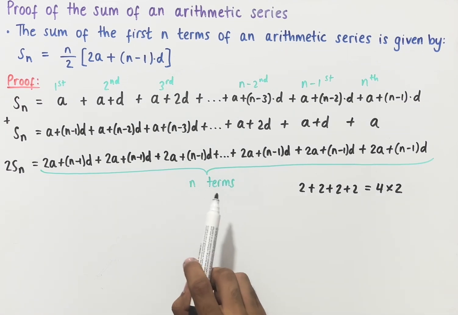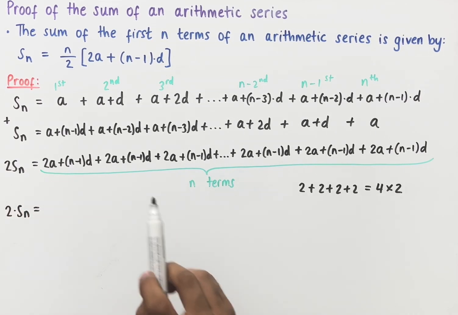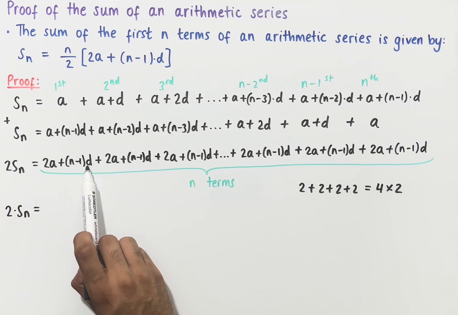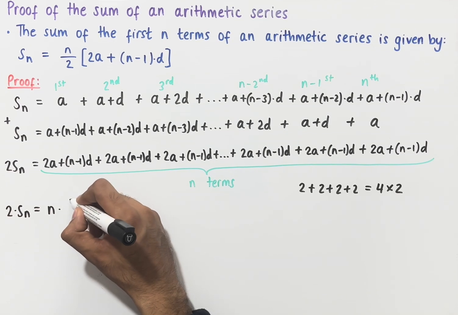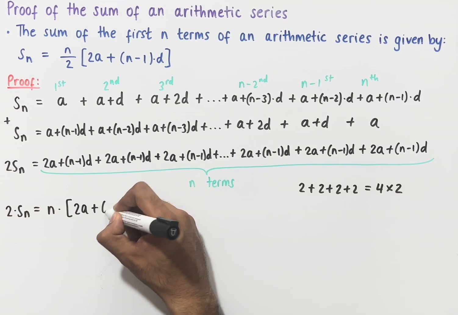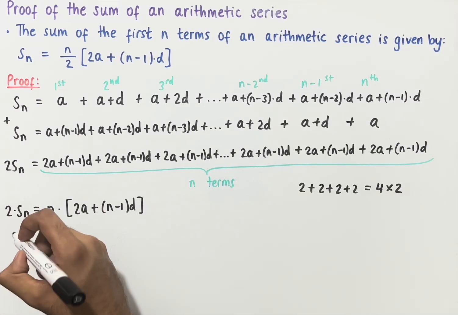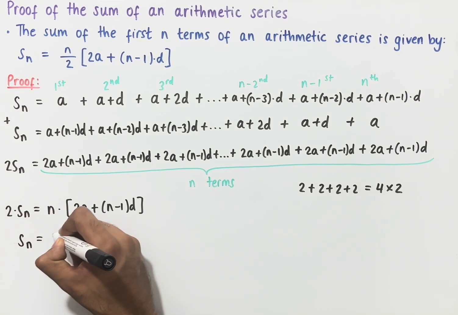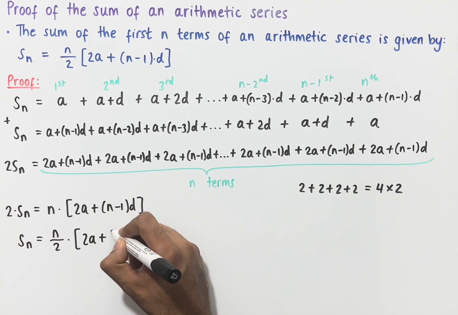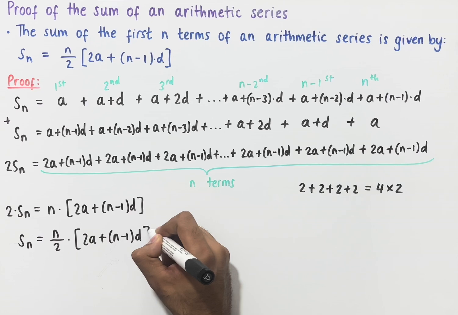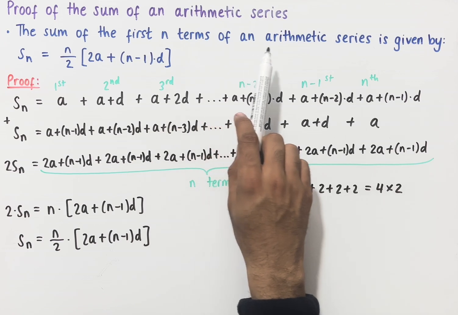So likewise, using that logic, we end up with 2 times Sn, which equals 2a plus (n minus 1) times d multiplied by itself n times. You can write this as n multiplied by (2a plus (n minus 1) times d). And so the final step is to divide both sides by 2, which gives us Sn equals n over 2 times, in brackets, 2a plus (n minus 1) times d, and then close brackets. This is the proof of the sum of the first n terms of an arithmetic series.